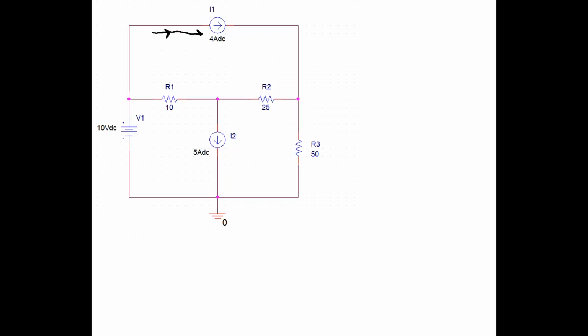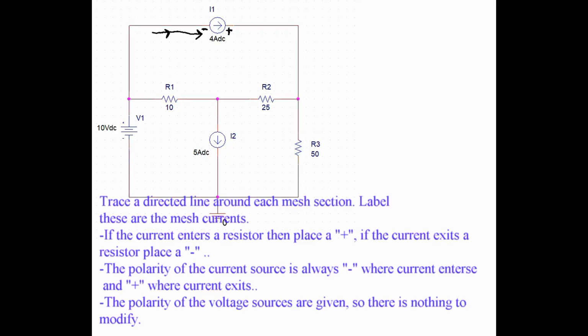current loops around each mesh. So I'm starting on the left of the top current source, and I'm putting a minus sign. It's a minus as it enters the current source and a plus as it exits. And I'm going clockwise around this particular mesh loop. As I enter a resistor, I place a plus sign. As I exit, a minus sign.